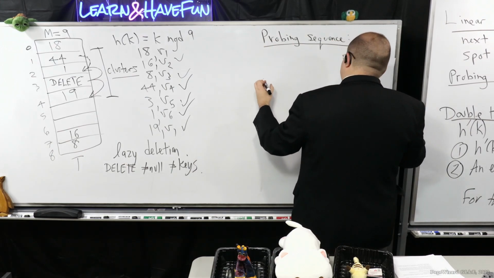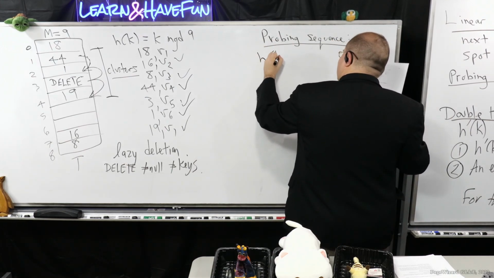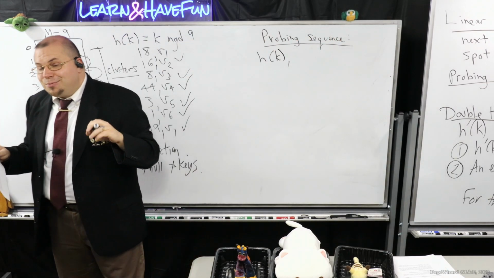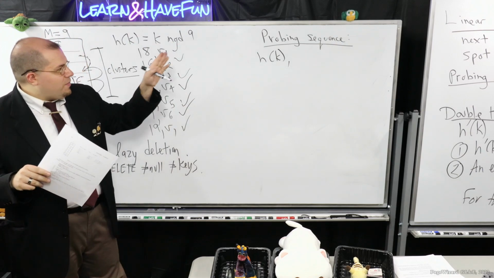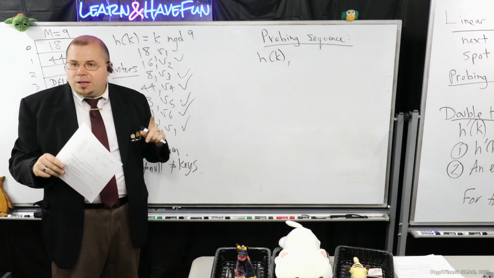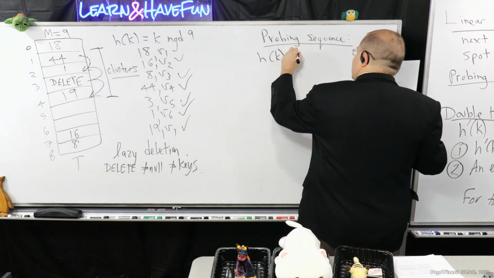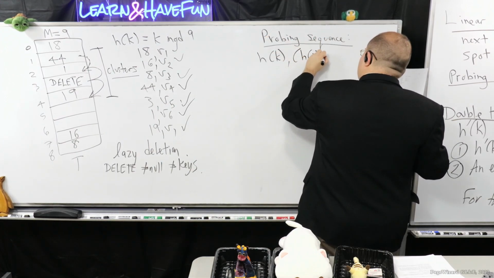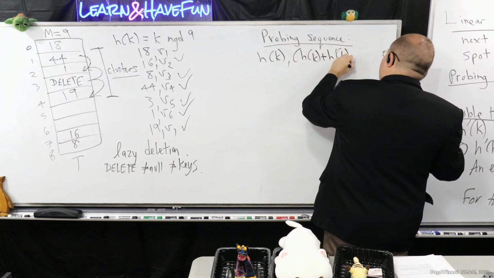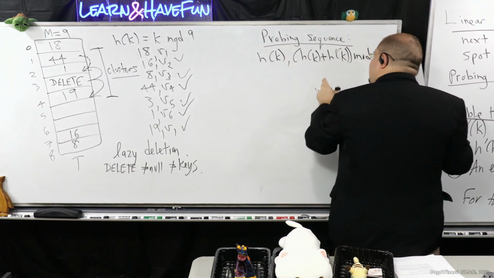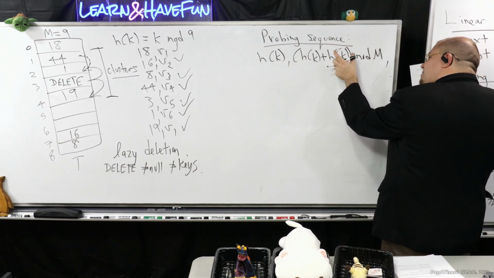So here it is. You try out h of k first. If that gets you what you need, for example, if we're doing a search and h of k is what you're looking for at that spot, then you're done. If it isn't there, then you check h of k plus h prime of k mod capital M. Notice that instead of it being a 1 here, now it's h prime of k.